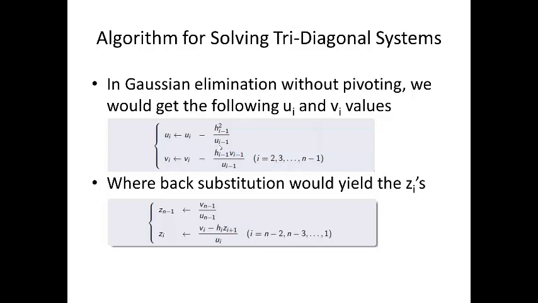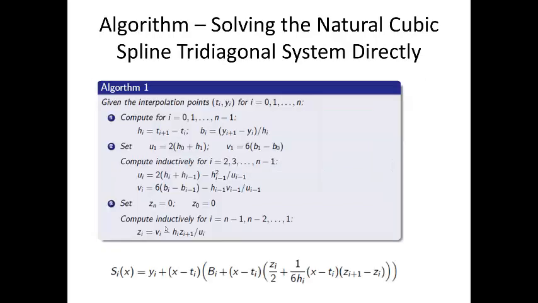In particular, in Gaussian elimination without pivoting, we get the following u sub i and v sub i values. And back substitution would then allow us to find the z sub i's. We can put these two steps together to get the algorithm to solve the natural cubic spline tridiagonal systems directly instead of using the tridiagonal procedure. So here is the algorithm.